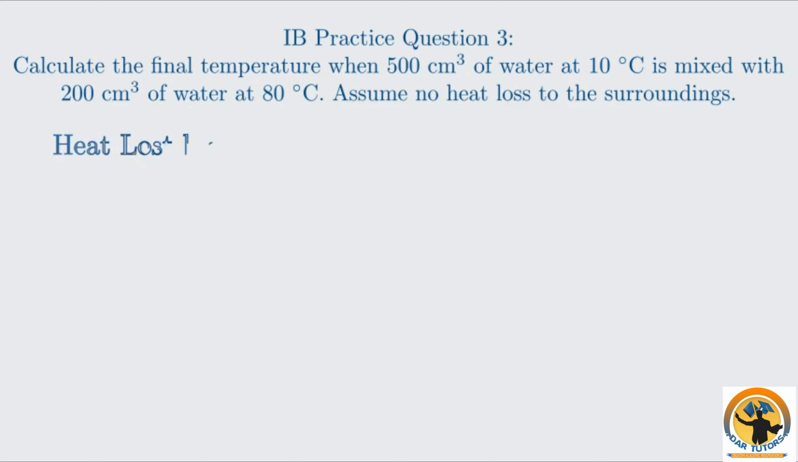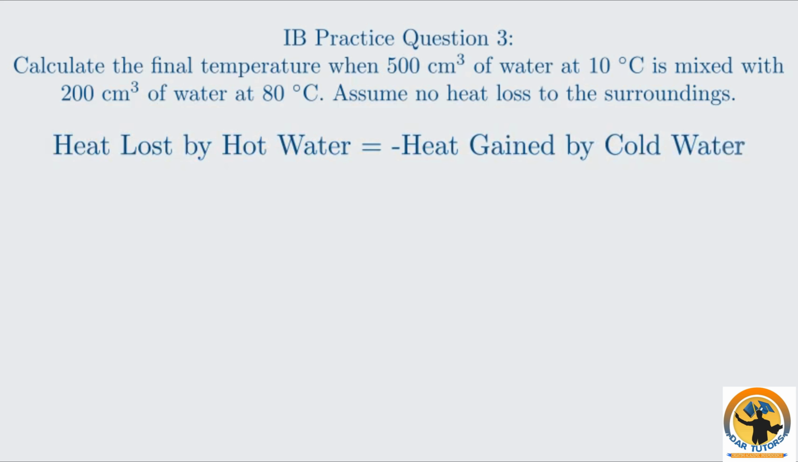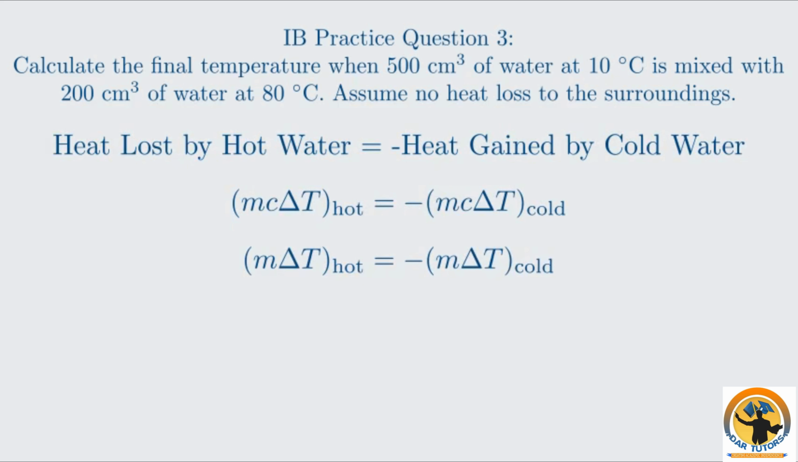We can set the heat lost by the hot water equal to the negative of the heat gained by the cold water. The heat lost is mass times specific heat capacity times the change in temperature for the hot water. The heat gained is mass times specific heat capacity times the change in temperature for the cold water. The specific heat capacity is the same for both and can be cancelled. Let Tf be the final temperature.